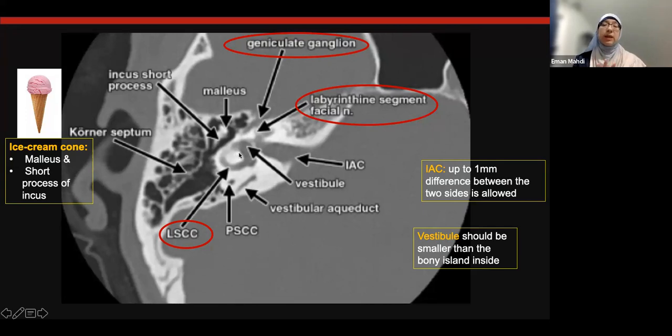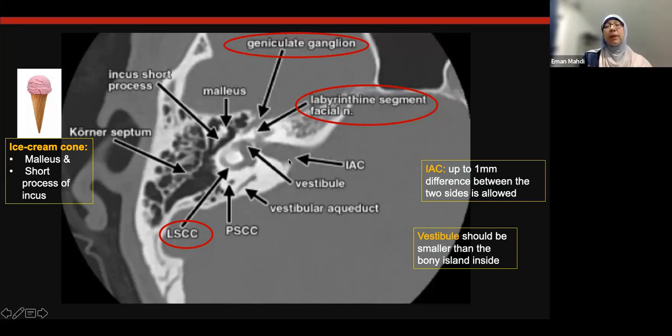Sometimes when there is semicircular canal and vestibular hypoplasia, you will see that this structure becomes more globular and bigger, and it becomes bigger than the bone island. So the bone island becomes smaller, and these structures are bigger.